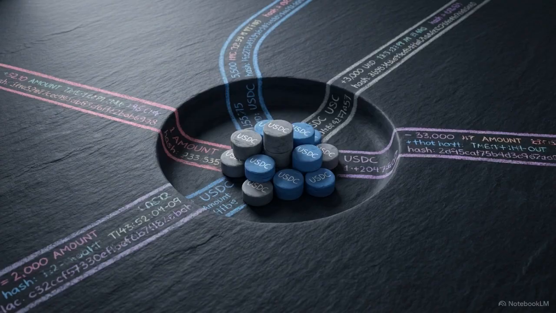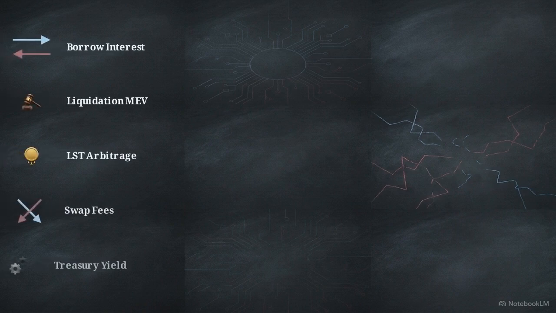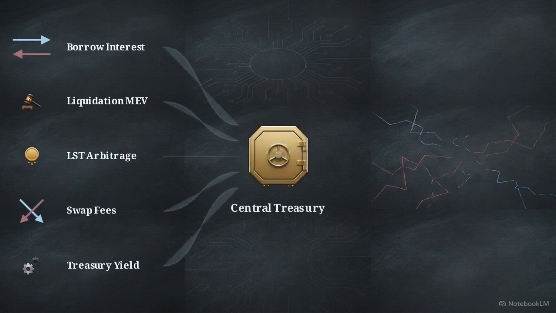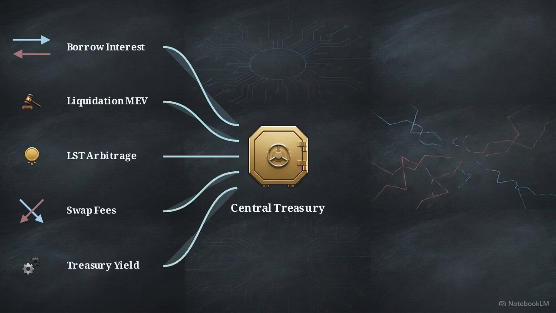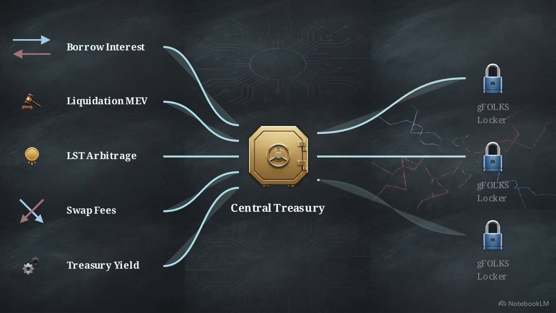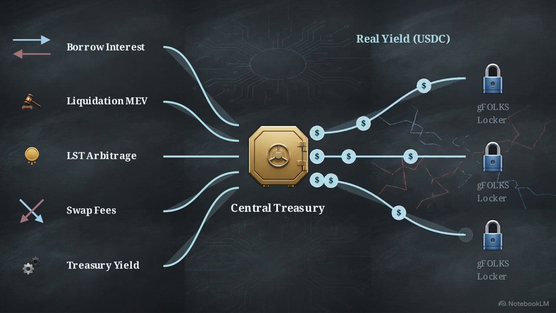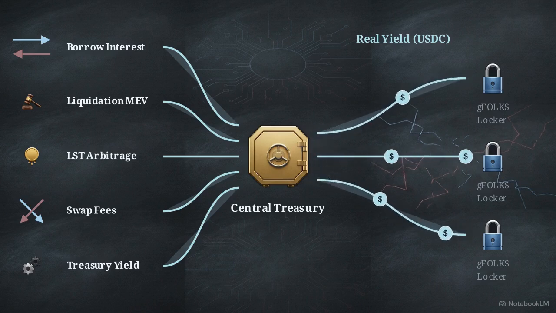Mathematical solvency protects the depositors, but the long-term sustainability of the Folks token ecosystem requires a deliberate value capture framework. This flowchart shows how the Treasury generates cash flows from 5 distinct operational vectors: borrow interest spreads, liquidation MEV, liquid staking arbitrage fees, swap fees, and yield from internal Treasury deployment all converge into a single central Treasury pool. Instead of sitting idle, a percentage of this consolidated revenue is distributed directly to users holding governance Folks. Crucially, this is paid as real yield in stable tokens like USDC, incentivizing long-term governance participation.